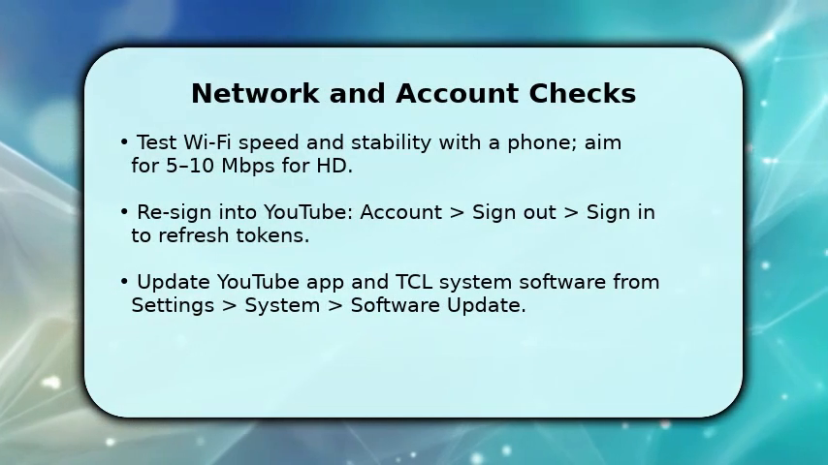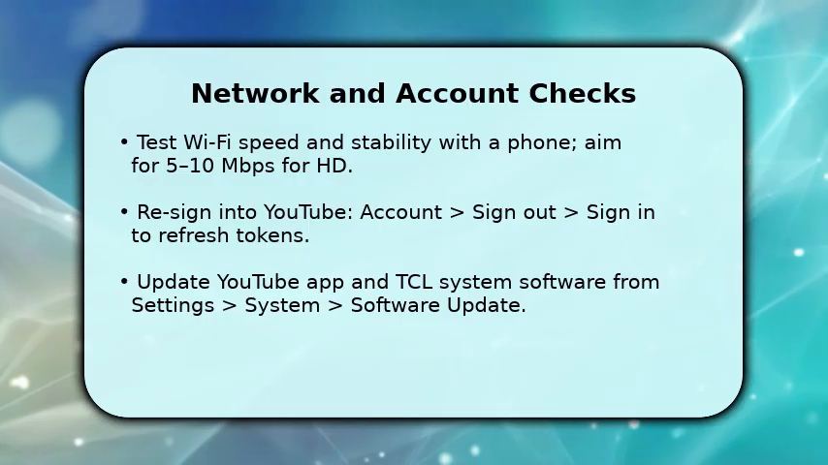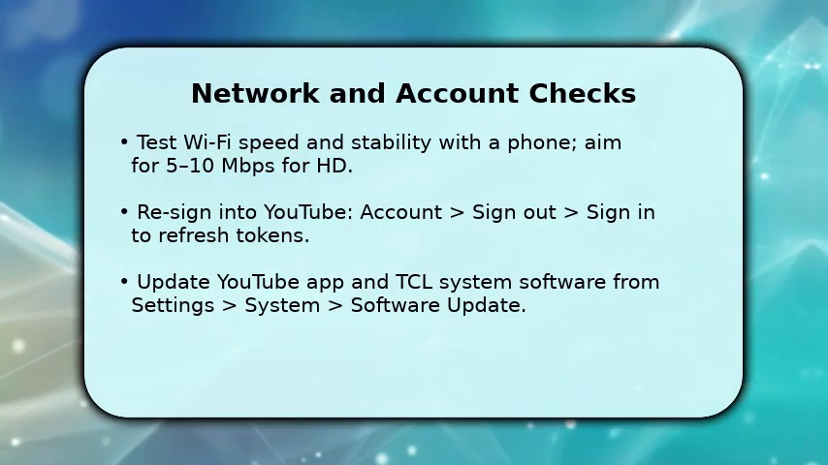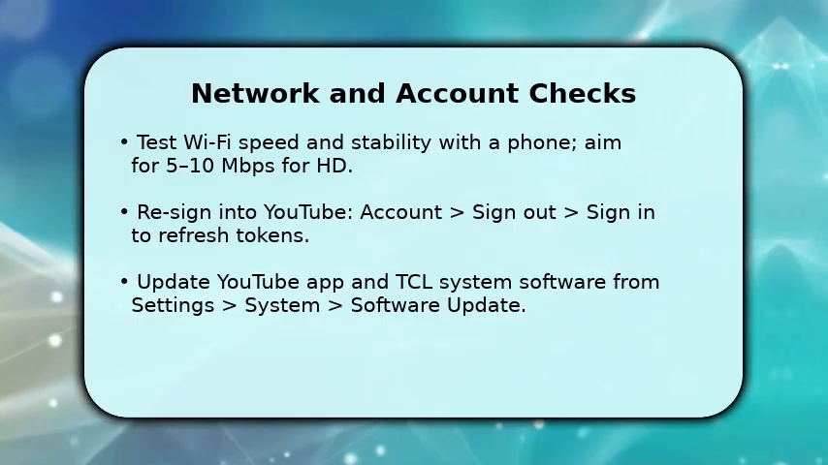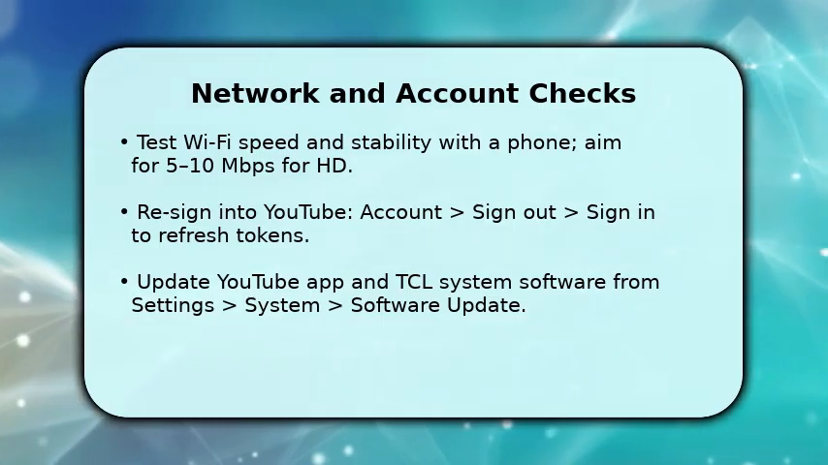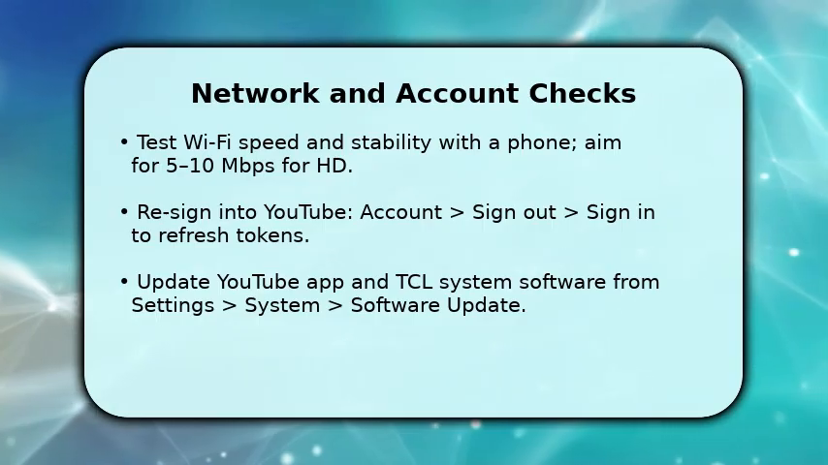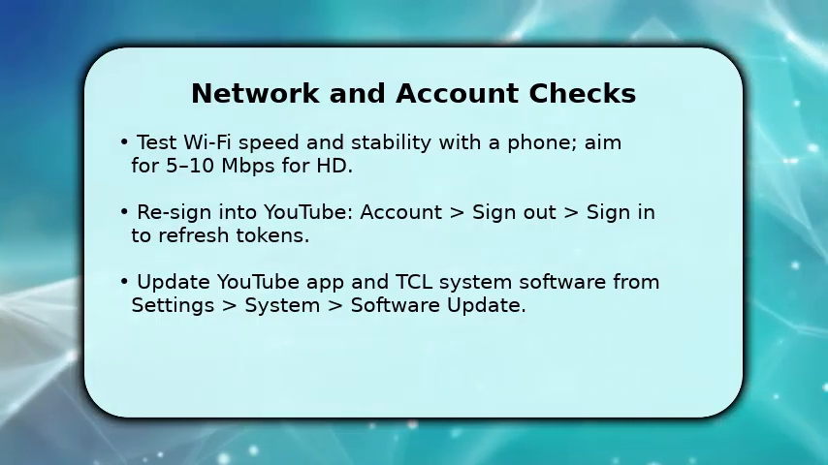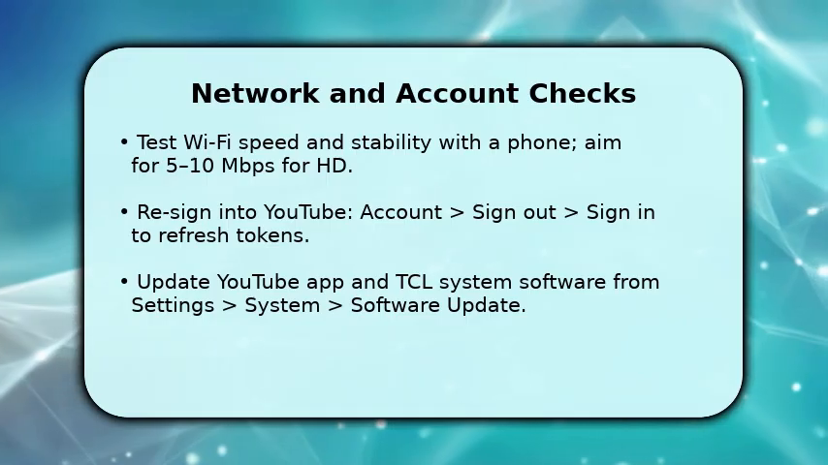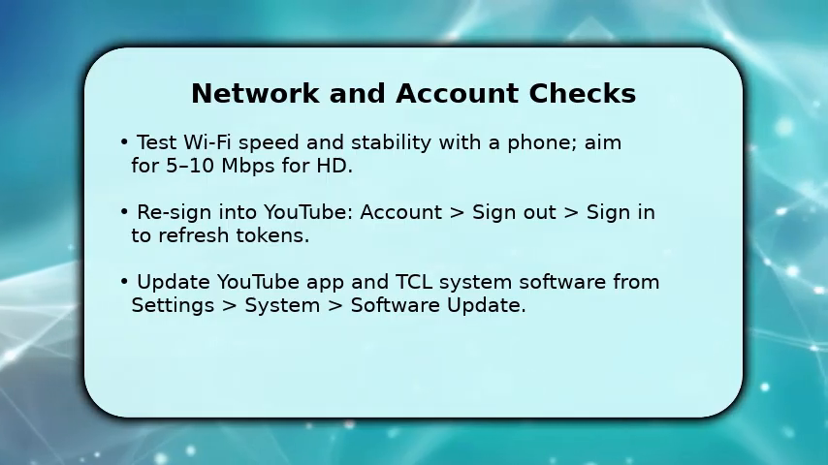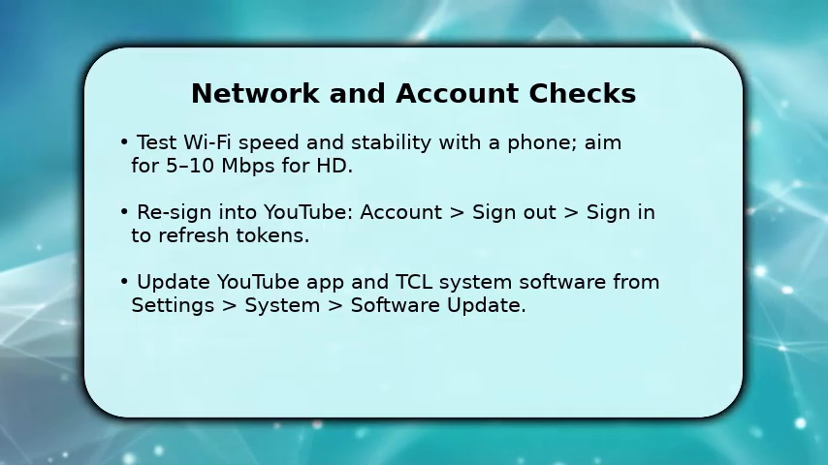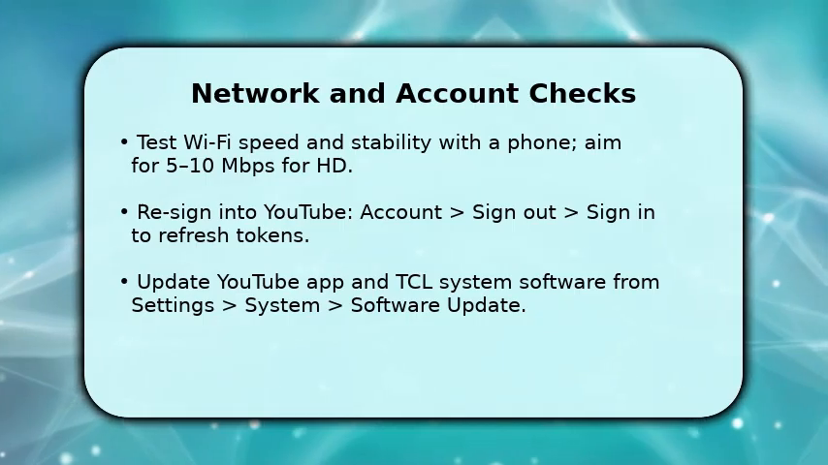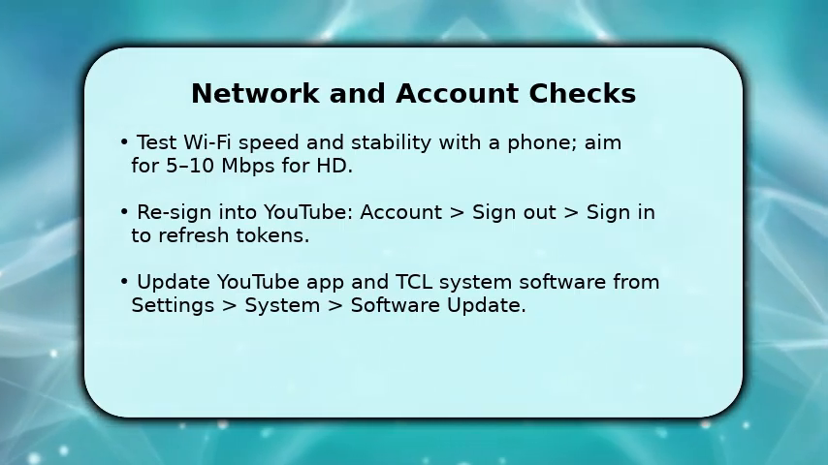Next, focus on connectivity and credentials because many YouTube failures come from those. Check Wi-Fi speed with a phone. Slower than 5 Mbps will stutter HD streams. If network is fine, sign out of YouTube and sign back in to refresh authentication tokens, which fixes authorization errors. Also make sure both the YouTube app and TCL system firmware are updated in Settings, System, Software Update. These steps resolve app incompatibilities and certificate or token mismatches.